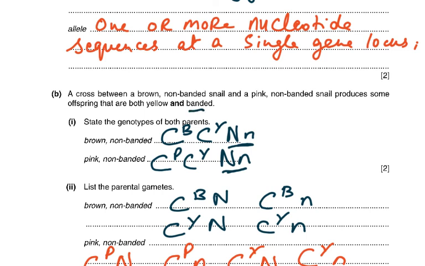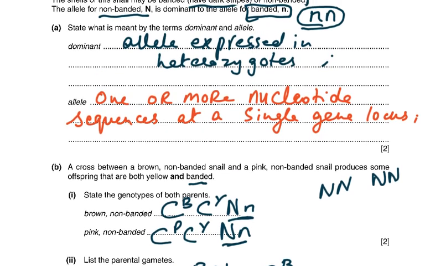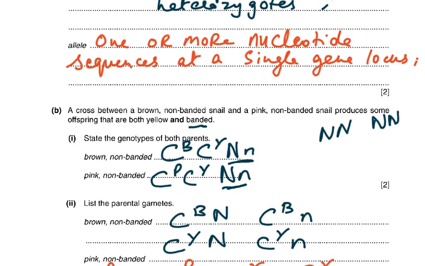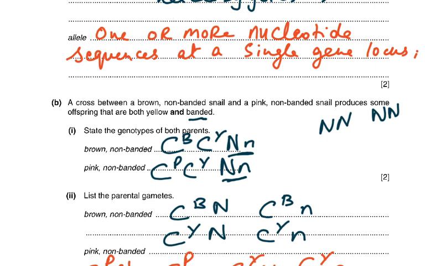Now, if it was banded, we couldn't have had this, because as I've just told you, the banded was small n. If we had this, then we couldn't have got these offspring. So that gives you a clue that both parents had to be heterozygous in order to have an offspring with this genotype. So that is why both of them have to be this. And then, of course, state the genotypes of both parents: C^B C^Y and pink non-banded.